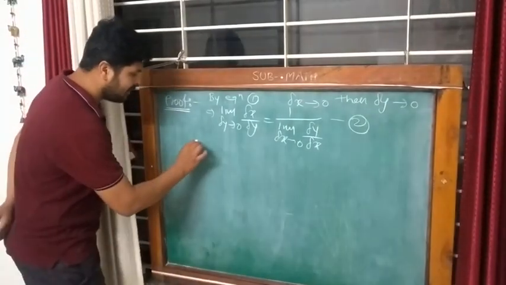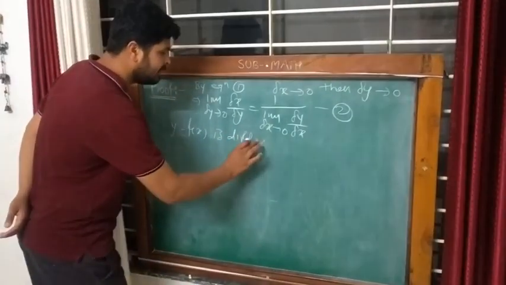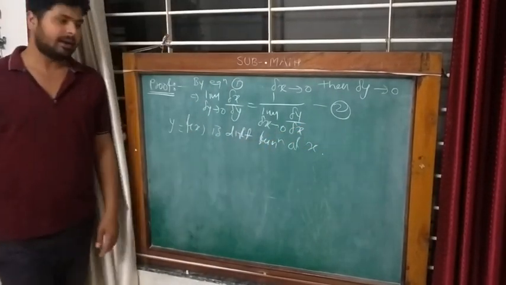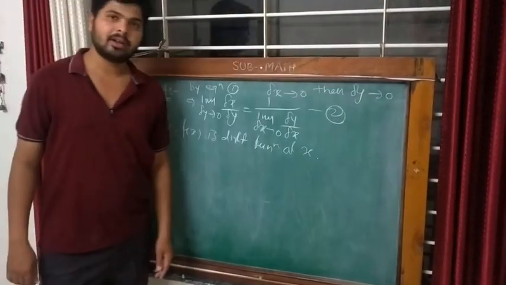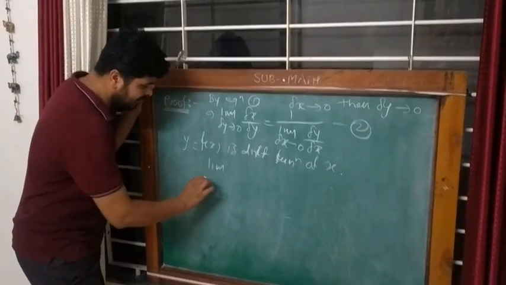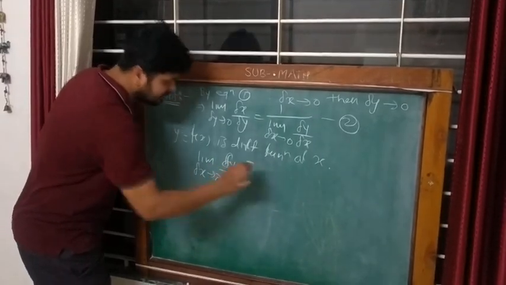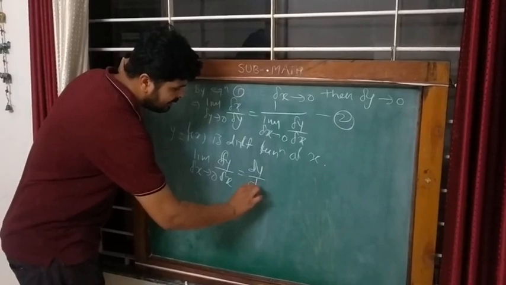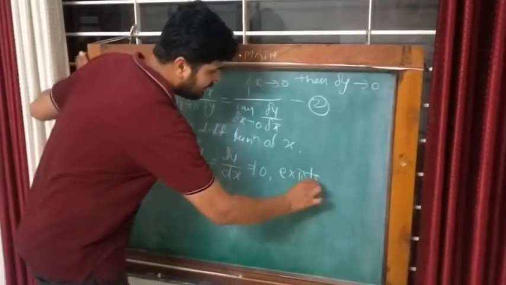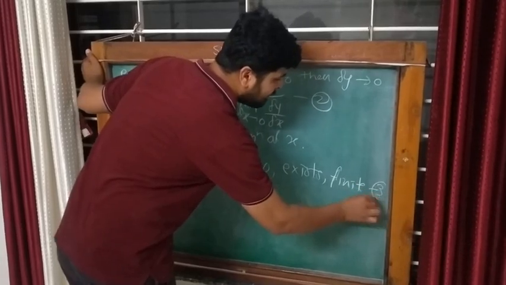So in the further part, as y equal to f of x is a differentiable function of x. Now you know the meaning of differentiable function. Differentiable function means we can find out the derivative of this. So by using Leibniz rule of derivative, we can write limit delta x tends to 0, delta y upon delta x is equal to dy by dx. And this limit is non-zero, it exists, and it is finite also. So we call this equation number 3.